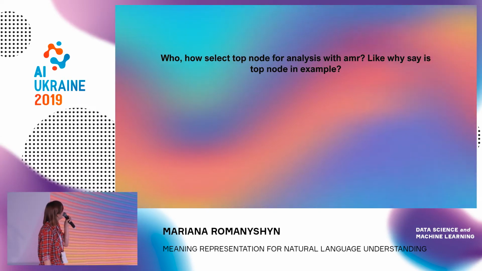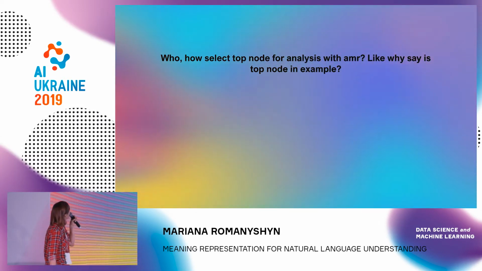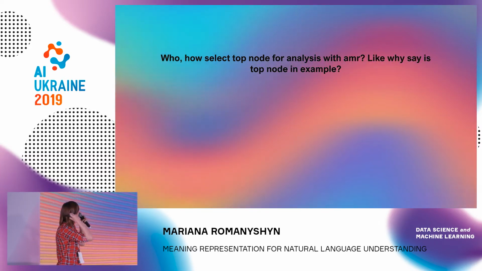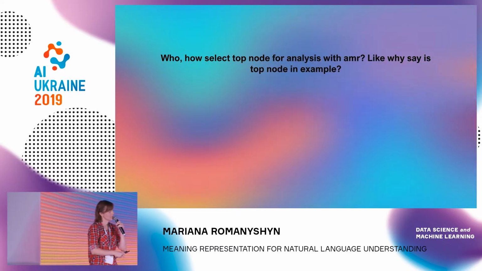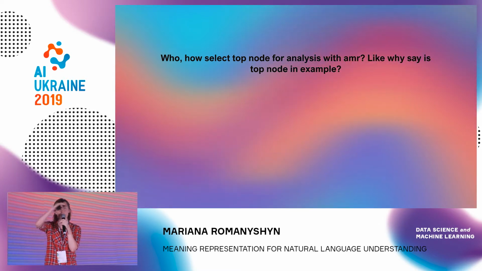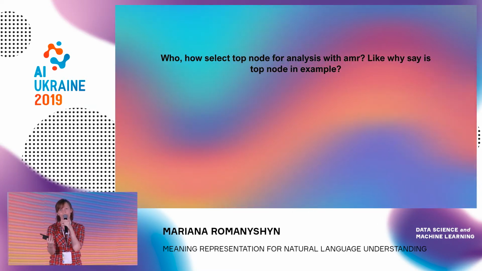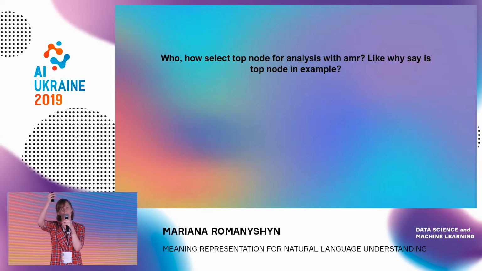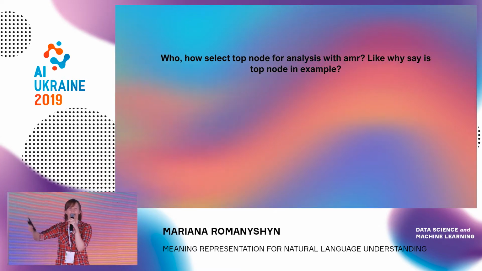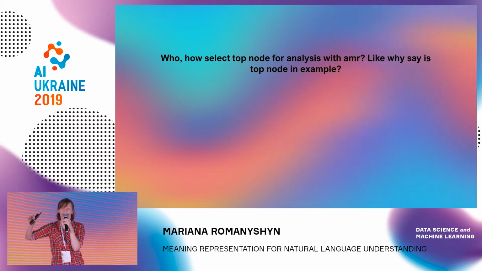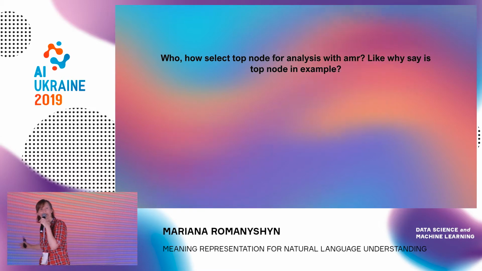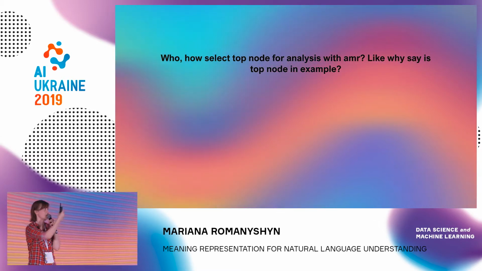How is the top node for analysis selected with AMR? Why is "said" the top node in the example? Okay, that's a good question. Since all of these semantic parsers are built on top of dependency parsers, you usually pick the main verb from the dependency parse tree, and this will be your top focus. In that example sentence, "14,000 people fled their homes, UN said," the main clause is actually that the UN said that 14,000 people fled their homes. Since it's the main verb in the dependency tree, it will be the focus of an AMR.